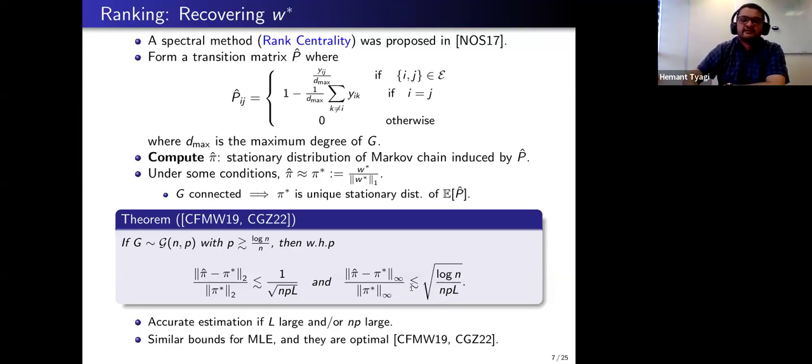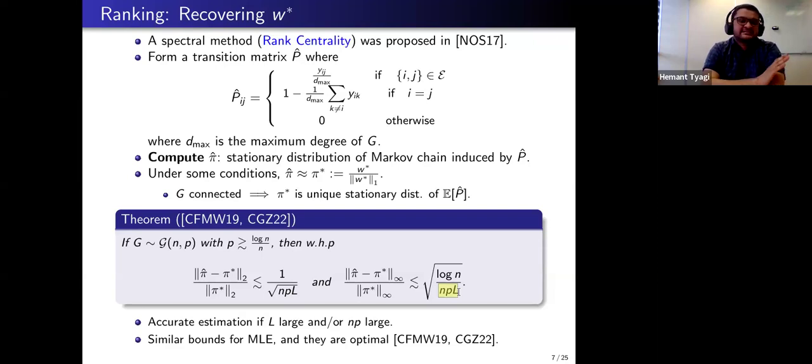So from this L infinity bound, you can actually deduce how large this quantity n times p times L needs to be to recover the latent ranking exactly. It's a discrete problem, because you want to recover the rankings, so you can actually do it exactly if you have enough comparisons. So this is the state of the art for Erdős-Renyi graphs. The message is that for Erdős-Renyi graphs, the spectral method and the MLE are both optimal. And if I remember correctly, the MLE is even optimal up to the constant.